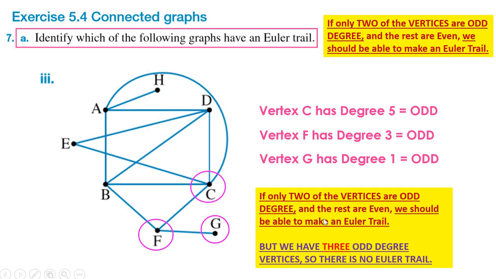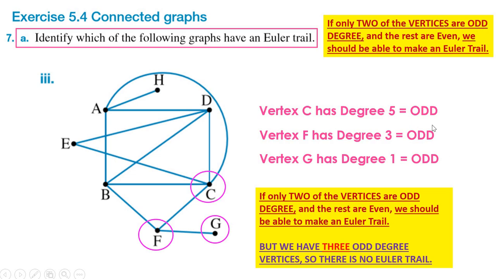So it's definitely not going to be an Euler trail. So if only 2 of the vertices are odd, we're good to go. But we've got 3, and there's actually another one hiding up there with H that we didn't see. So there's actually 4. So no way, all bets are off.